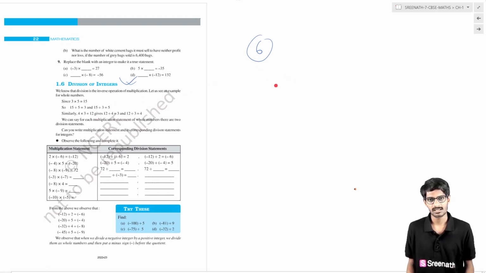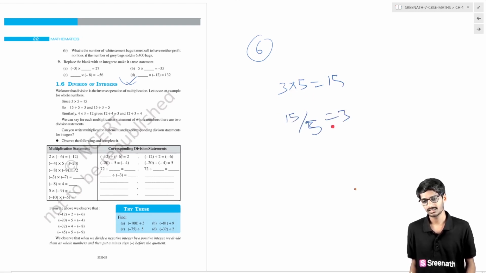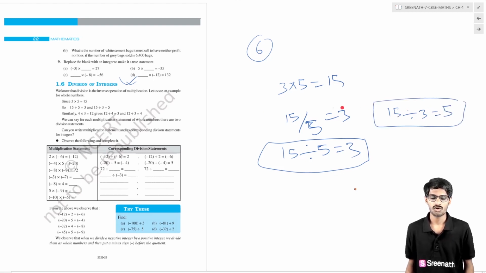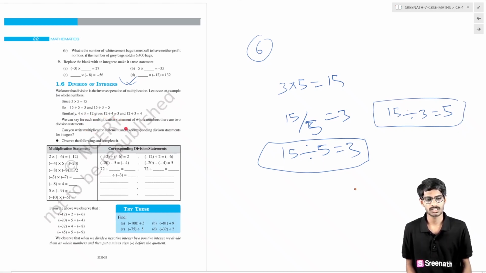In the case of multiplication, 3 into 5 gives 15. At the same time, if we divide 15 by 5, we get 3. So 15 divided by 5 is equal to 3, and 15 by 3 is equal to 5. This is called division. Similarly, 4 into 3 is equal to 12, but at the same time 12 by 4 is equal to 3, and 12 by 3 is equal to 4.